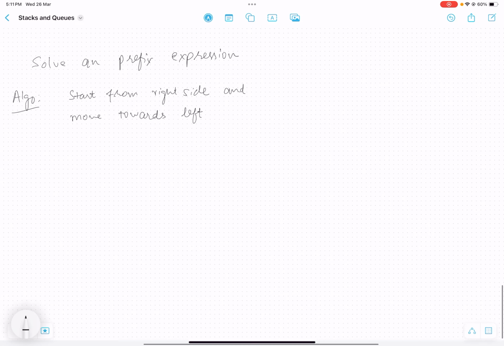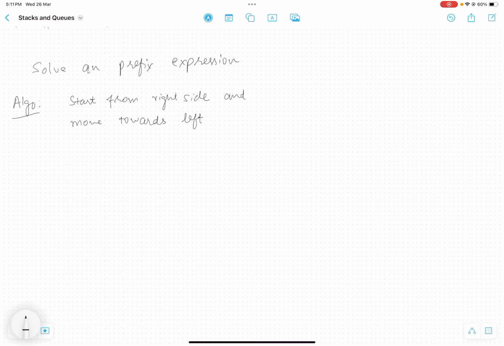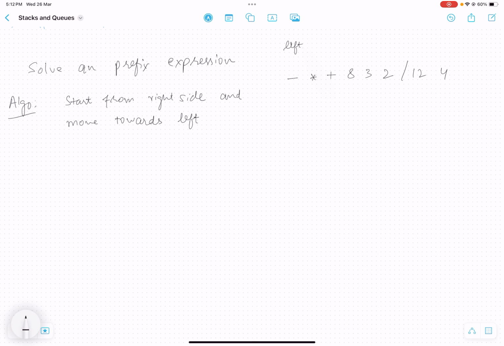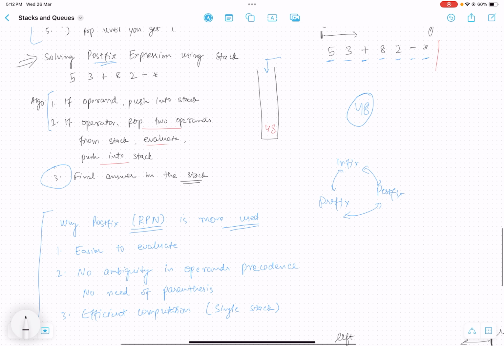But when we solve a prefix expression, let's take any example. It should be something like, say, 8, 3, like this. Say this is our example. So this is our left side and this is our right side. We just need to start from here and move towards here. That's all. The other steps will remain the same, which I can copy from above. Same.